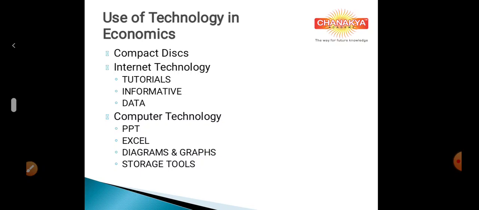Apart from this, we have many other statistical tools and software which are used in our daily life, like SPSS, eViews, SAS, SAP. All these are the different statistical software that we are using.